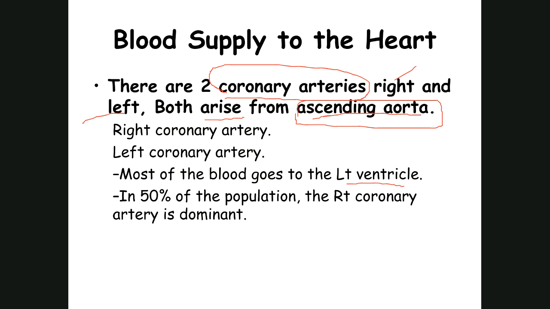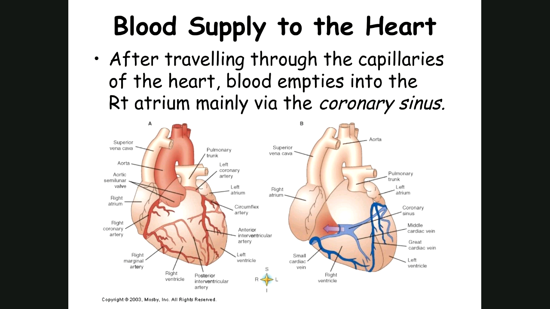And in 50% of the population, the right coronary artery is dominant. So in the heart, the right coronary artery is more dominant than the left coronary artery. This is the blood supply of the heart.